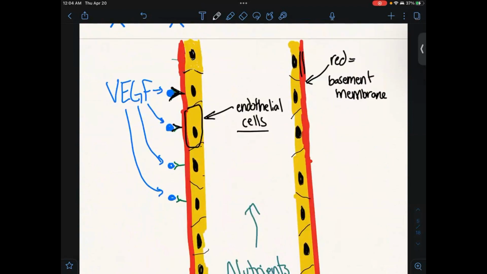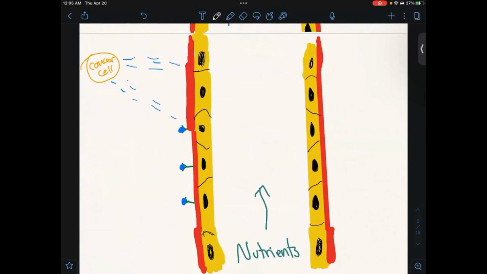So what's happening over here? Well, the VEGF attaches to the little receptors on the surface of blood vessels. This red is called the basement membrane and the yellow is called the endothelial cells. These endothelial cells line the inside of the blood vessels and they're a very thin coat of cells. So what happens when the VEGF binds to the receptors? It sends a little message to the endothelial cells, and I'm just going to draw this out for you.